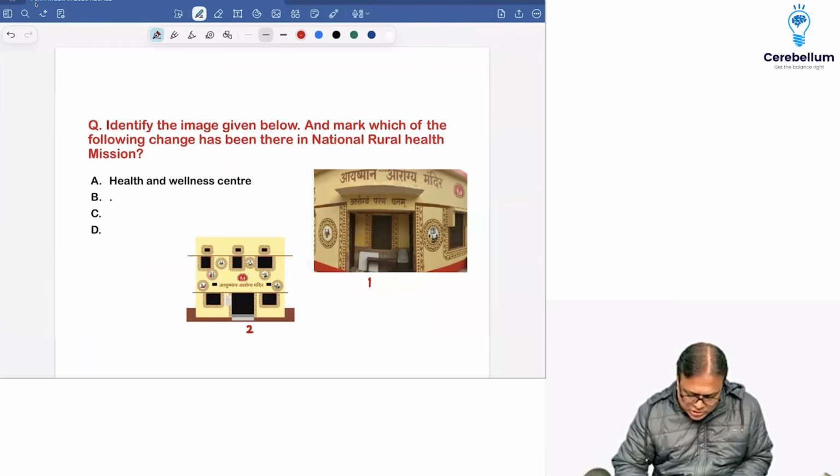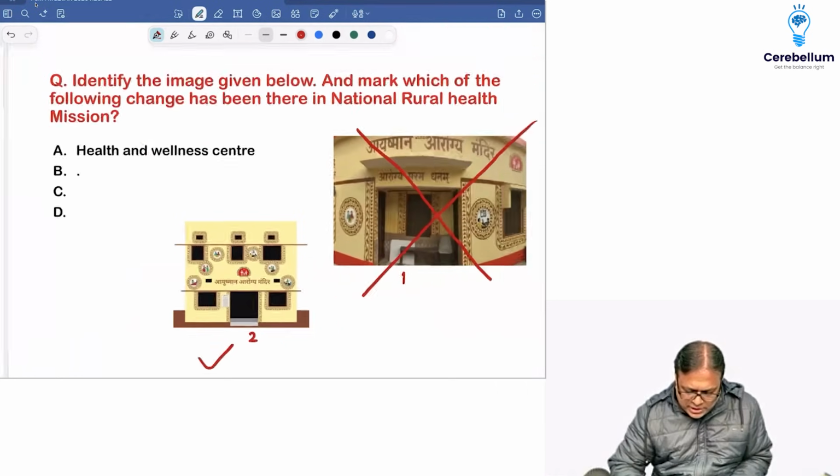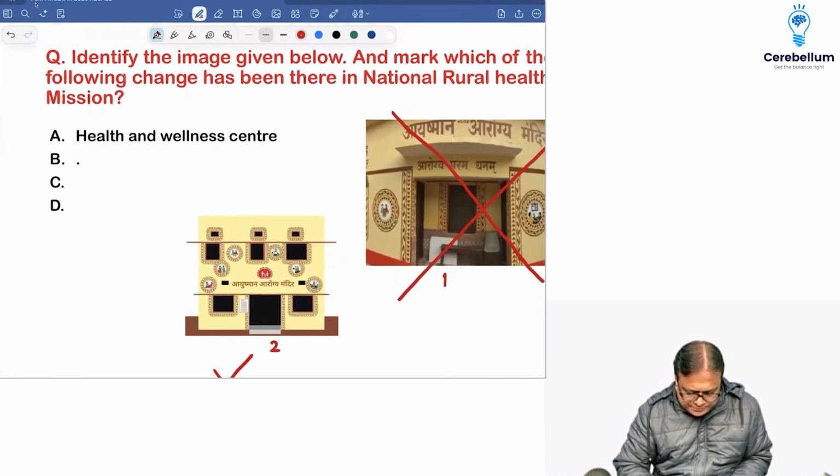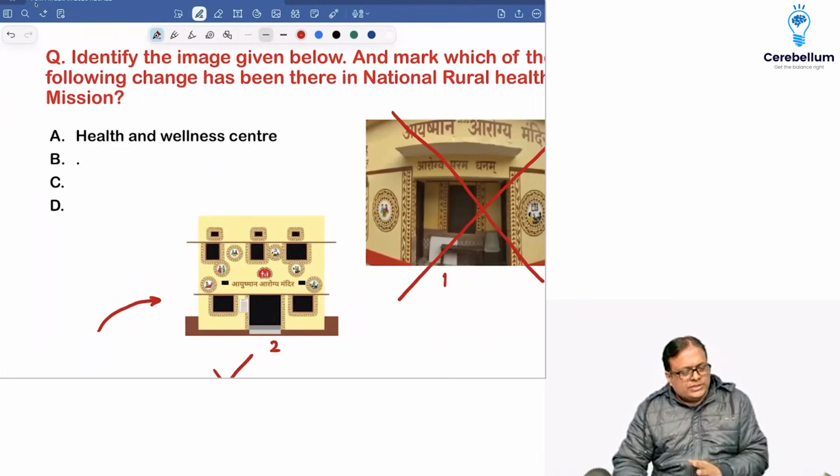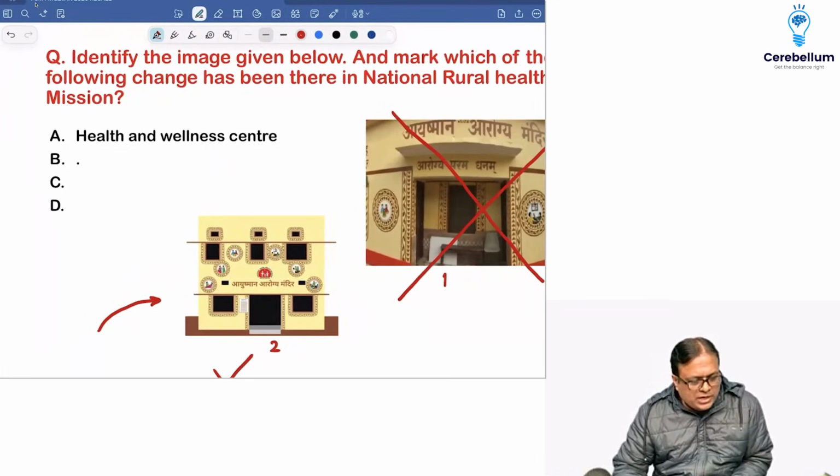Okay, second image was there. So I will remove this image. Let us look at this image. Can you tell me the question? What was asked exactly? Students were not able to tell me the question. No name or image was there. Image of Ayushman Arogya Mandir was there.